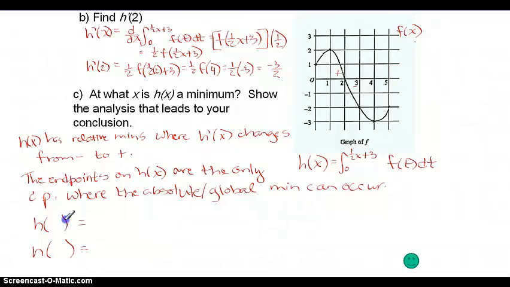Now, the problem here is most students would put 0 in here and 5 in here, but those aren't the endpoints on h. The domain of h is -6 to 4. So we need h of -6 and we need h of 4. So again, we're going to show the AP reader we understand that's accumulating the area in the plane from 1/2 times -6. I'm substituting in -6 for x of f of t dt.